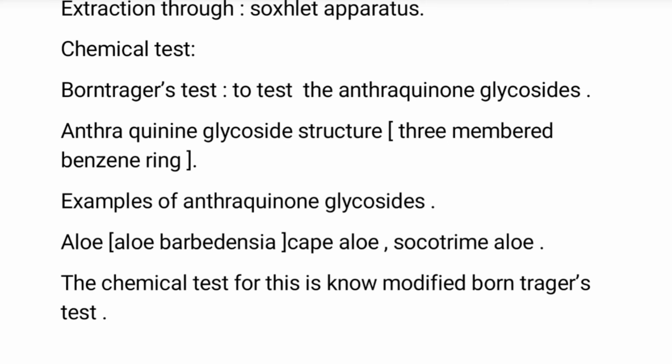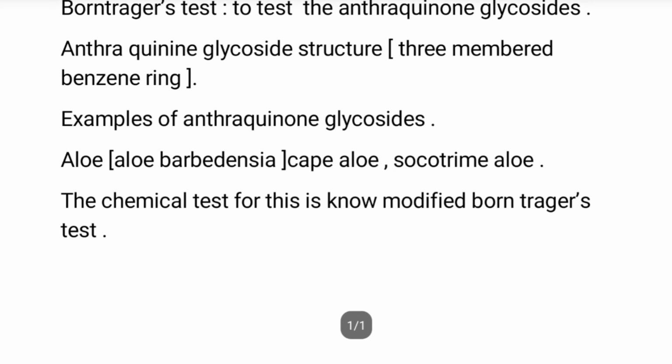Its structure: you know that the anthraquinone glycoside structure has a three-membered benzene ring, and these are examples of anthraquinone glycosides. I have already told you, that is aloe vera, we call it aloe, Aloe barbadensis, and it has three names. Like in this aloe there are three types of aloes: Aloe barbadensis, Cape aloe, and Socotrine aloe. Socotrine aloe is also known as Aloe perryi, and Cape aloe is also known as Aloe ferox, and aloe is also known as Aloe barbadensis.